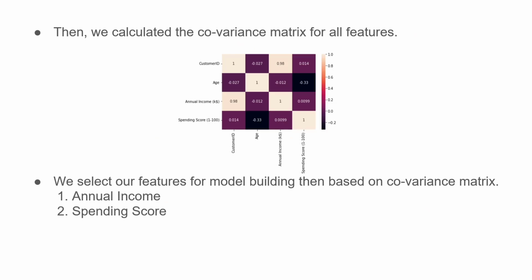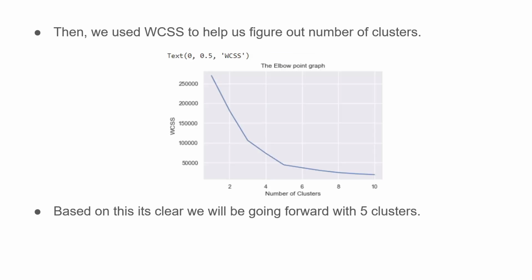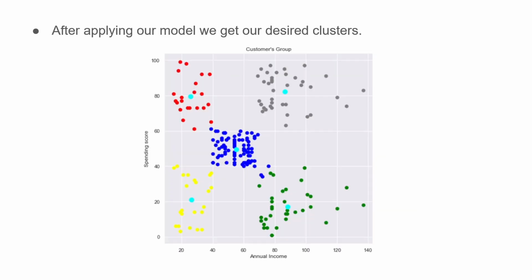We have calculated the covariance matrix using all those features, and as per the covariance matrix we have selected two features, which are annual income and spending score. Then using WCSS we determined how many clusters will be created, and as per WCSS we are getting 5 clusters. So I can show you how these 5 clusters are formed.